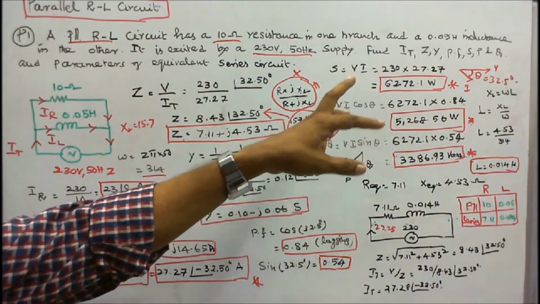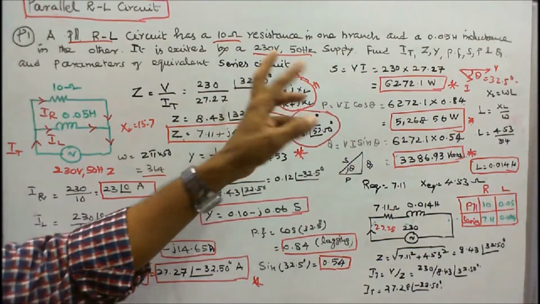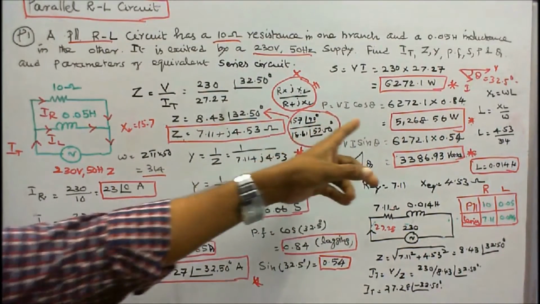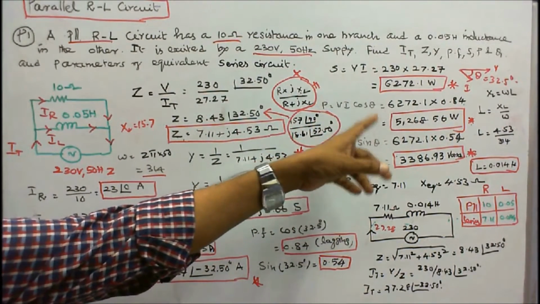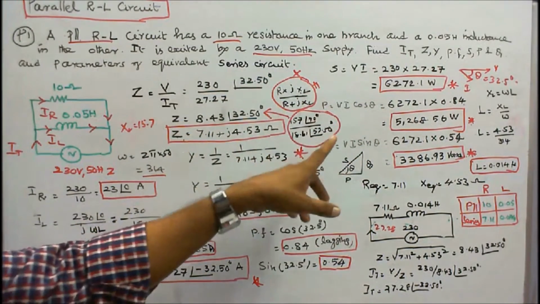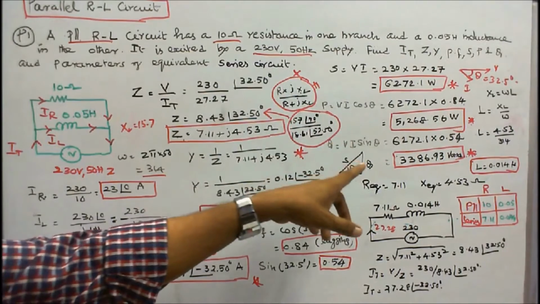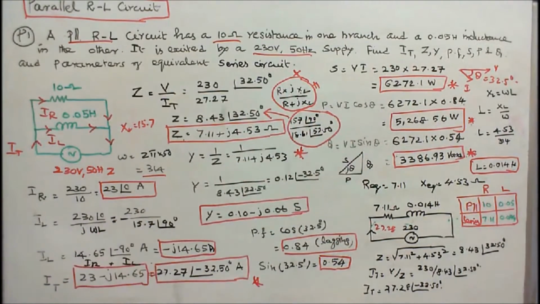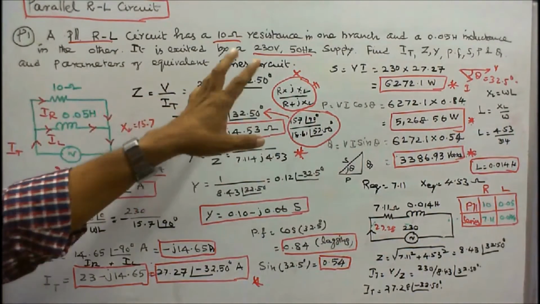6272.1 volt-amperes. Real power P is equal to VI cos theta. Cos theta is equal to 0.84. That is equal to 5268.56 watts. Reactive power Q is equal to VI sin theta. That is equal to 3386.93 volt ampere reactive.